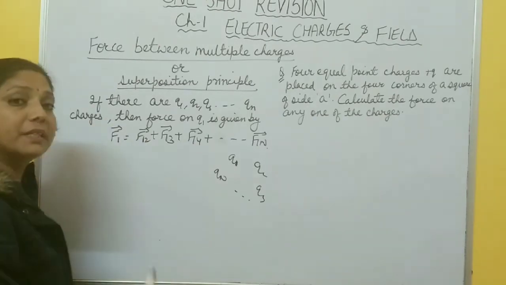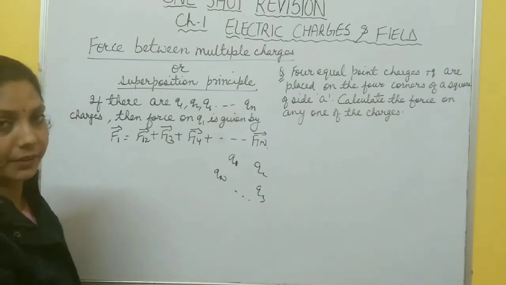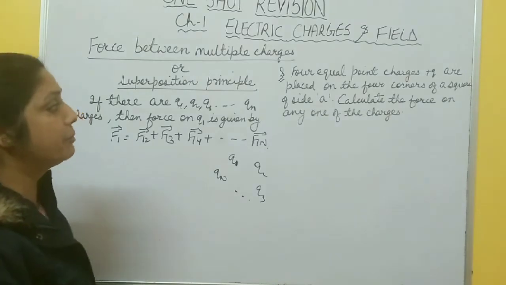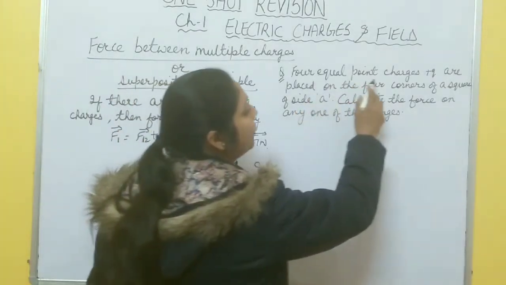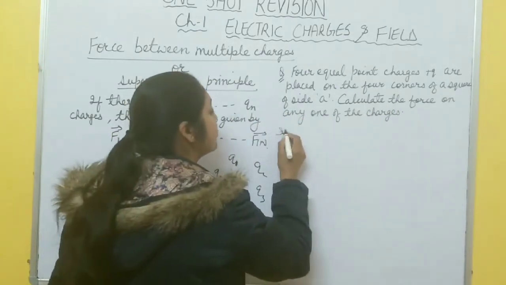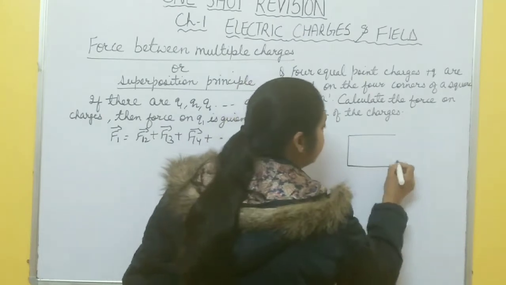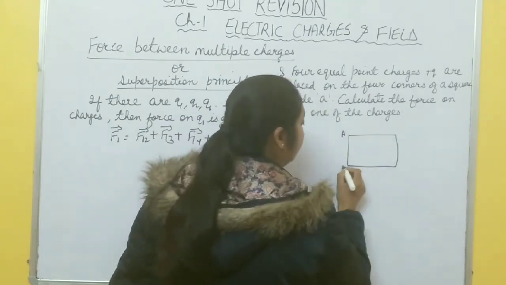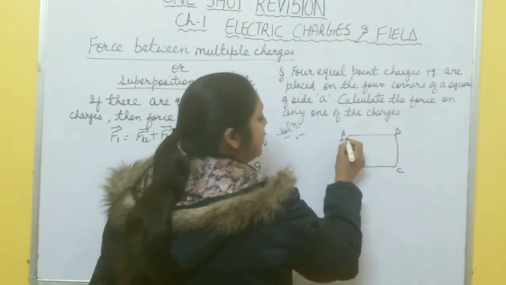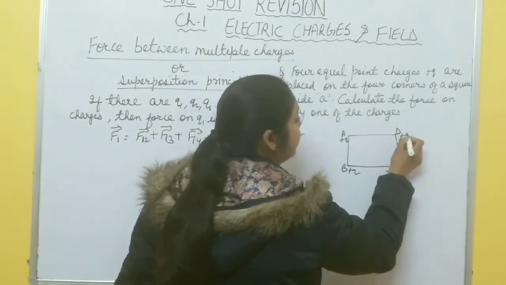The same principle is applicable for electric field also. We will discuss that later, after this one, right? Now I am going to solve a numerical based on this superposition principle. Here 4 equal point charges plus q are placed on the 4 corners of a square, right? There is a square A, B, C, D with charges plus Q, plus Q, plus Q. Very important question, right?